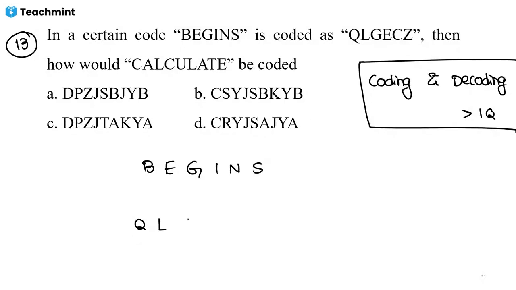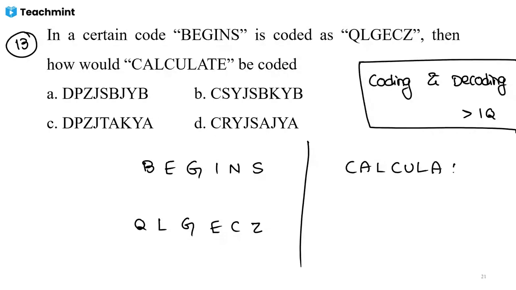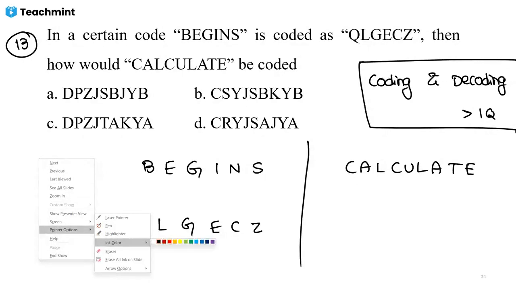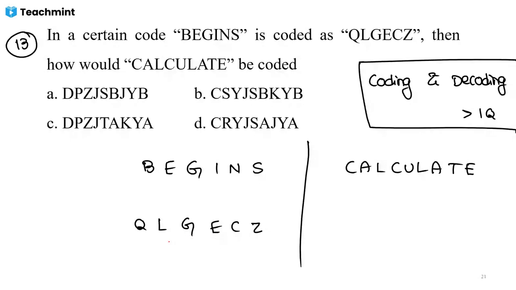Here, BEGINS is coded as QLGECZ with certain logic. Now calculate with the same logic: SAME is coded as what? So guys, this is a big typical question compared to regular questions. In coding and decoding, you should know the letter values of each. Guys, anyone got the logic? This is all about logical thinking.